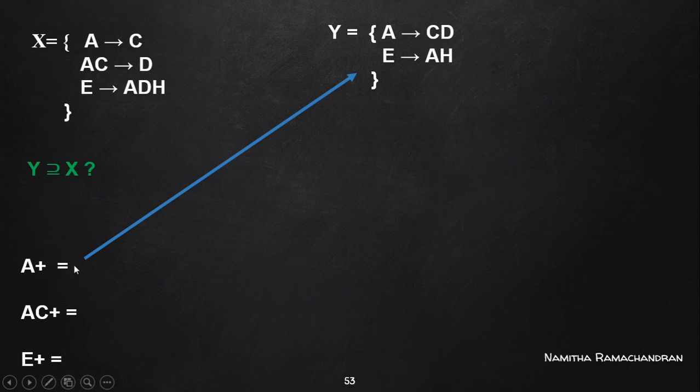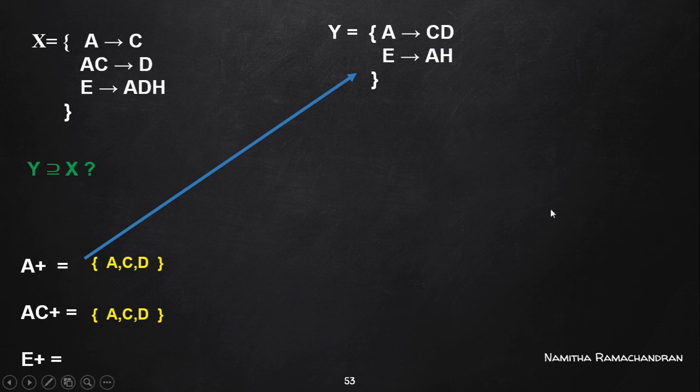A closure: A is directly included in this closure set. Then with respect to this dependency of our Y, we can also include C and D here. Nothing else is present here. So the closure of A is A, C, D. Now to find this AC closure, how to find? Again include this AC directly. Then here we have the same expression: A derives CD. So using this dependency, D is also included here.